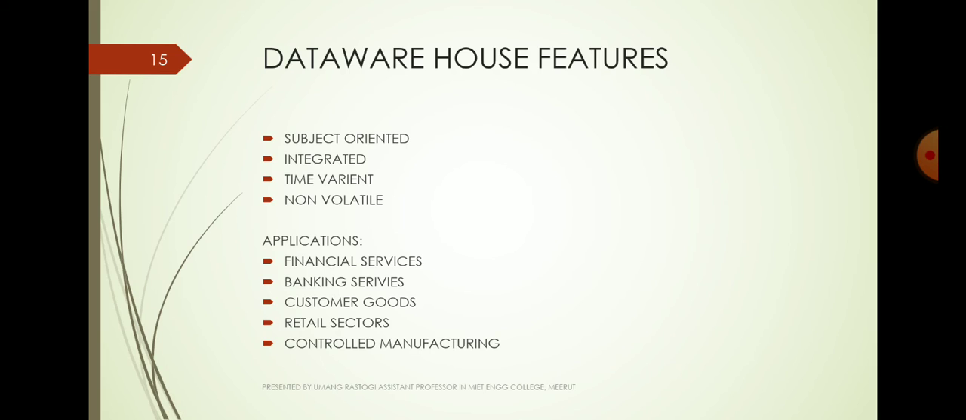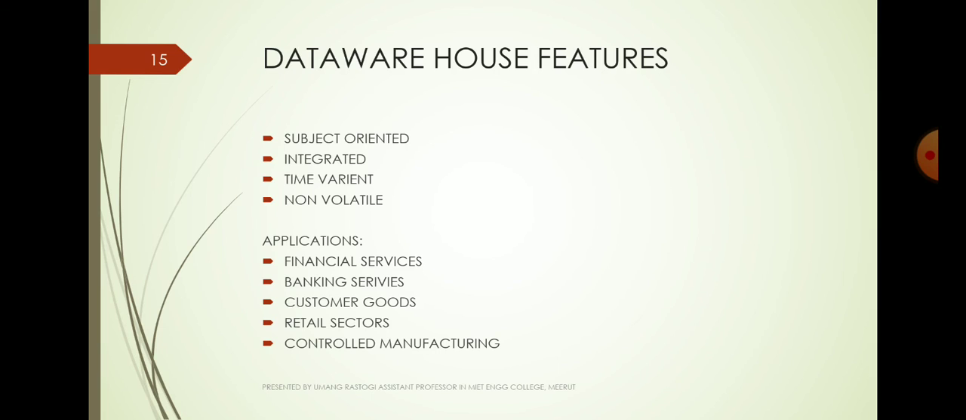Next one is customer goods. Customer goods means how many products are delivered to customers, what customer feedback there is for the product, how many products are going to each customer, how happy the customer is with our products, and what type of feedback they are giving. According to that feedback, we can see what we did in that product. So these types of things come under customer goods also. Next one is retail sectors. In the retail sectors also we can use a data warehouse, because all the data will be saved.